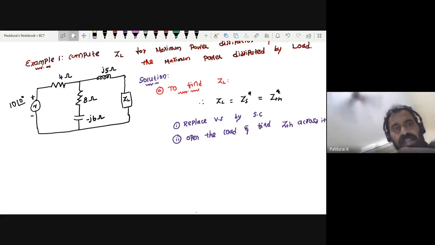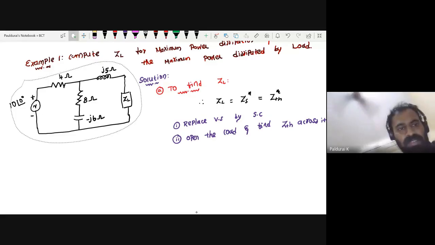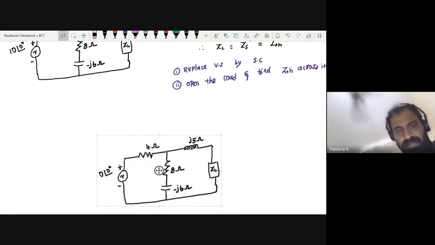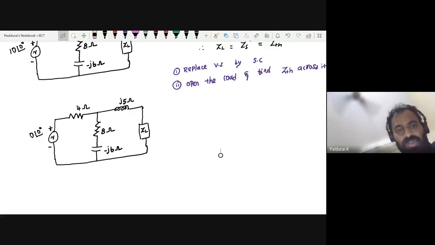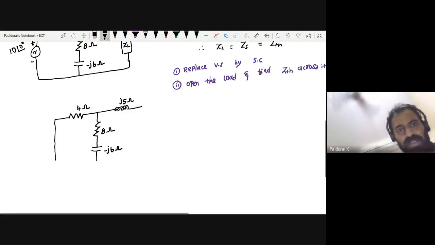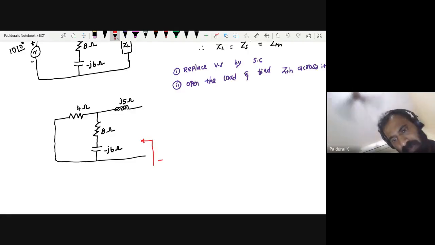So now, what is the equivalent circuit? Let me copy this diagram first and paste it here. Listen carefully. You want to make a short circuit, so this is my short circuit. The voltage source is replaced by a short circuit, and you want to open the load. I am opening the load. Now find this. This is my ZTH. Therefore, what is my ZTH?